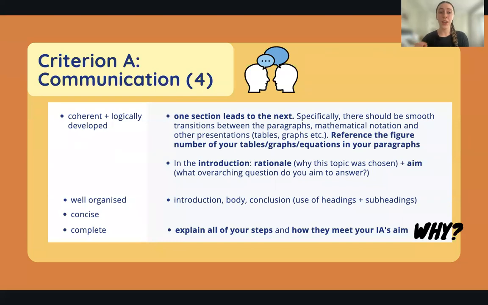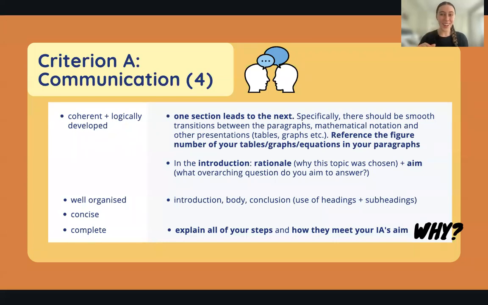There should also be a smooth transition between the different types of presentation of information in your IA. So a smooth transition between your written out paragraphs, your mathematical notation, such as formulas and numbers and things like that, and also the other presentations, so tables, graphs, all of that kind of stuff.